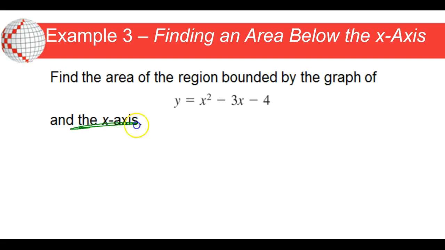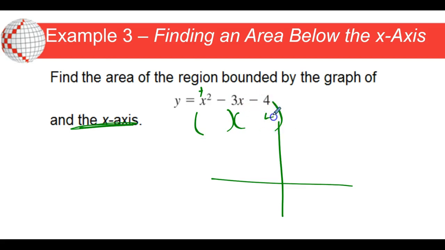Example number 3 says it's bounded by the x-axis, so I'm going to graph this function. I know it's a parabola facing up, but maybe I can get a little bit more hints by factoring this thing. So 4 and 1 are factors that differ by 3, and I'm going to go x minus and x plus, so I know I've got an x-intercept at negative 1, and another 1, 2, 3, 4 x-intercept.